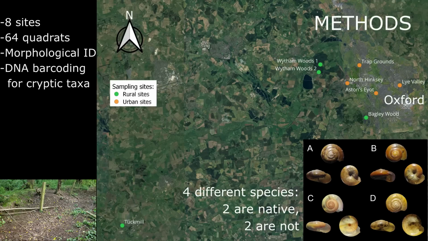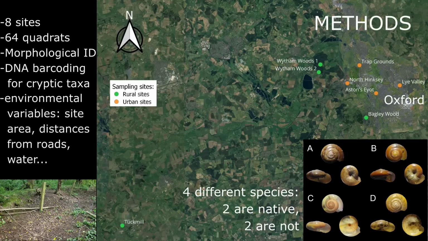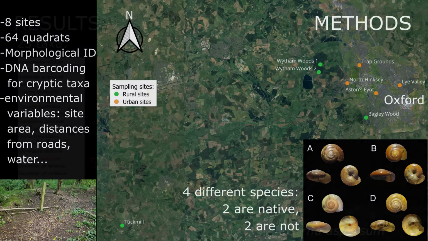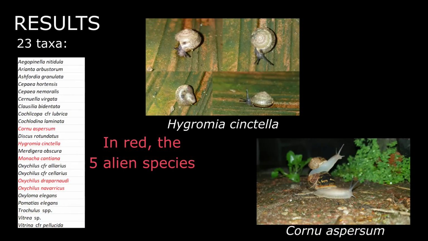All the coordinates of the sampling quadrats were recorded and later used to calculate the distance of each quadrat from water, roads, and other human structures. We used 2 multiple regression models to analyze which variables were statistically associated with alien snail abundance. We found 23 taxa, including the 5 alien species you see here in red.